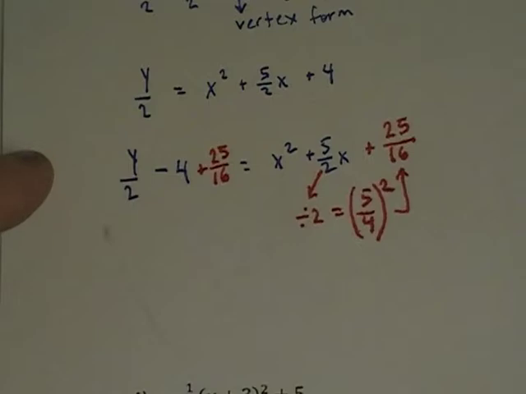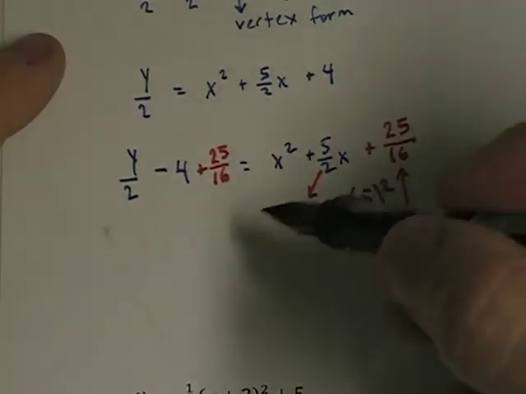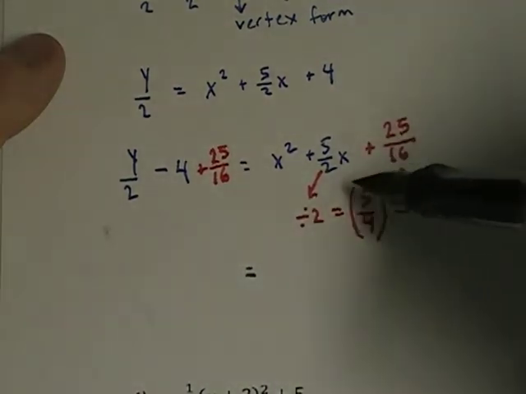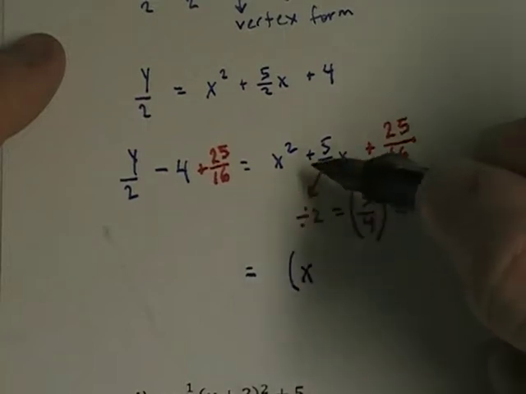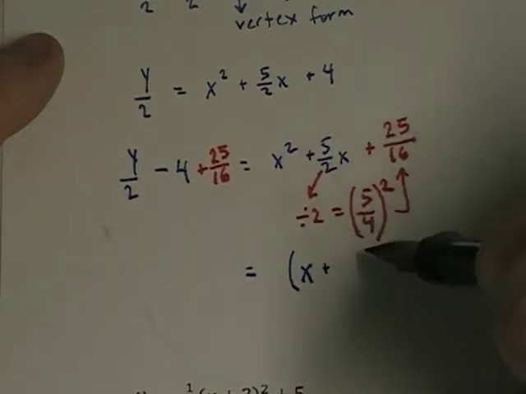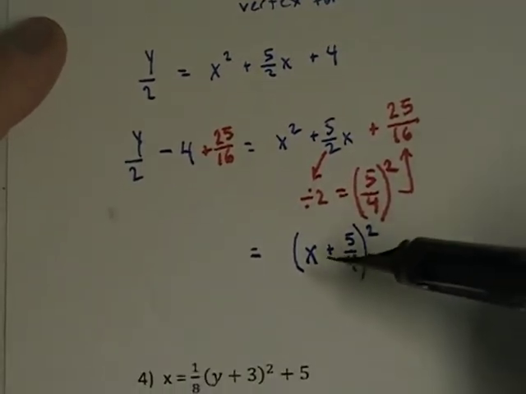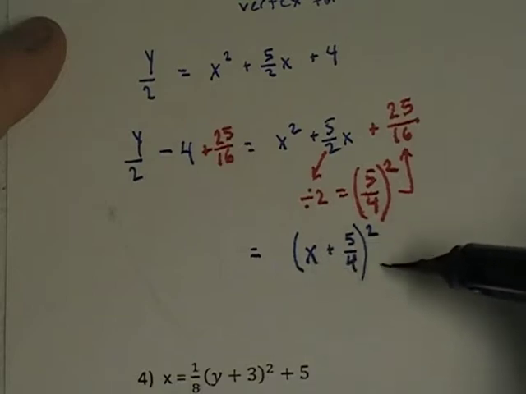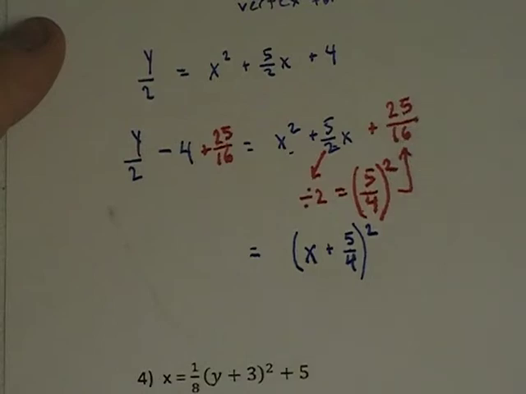Honestly, the hardest part now is adding that 4 to that 25 over 16, especially since it's negative. But anyway, let's work with the right-hand side. We're going to factor this. We factor this down to x plus 5/4 quantity squared. And the fun part about this is if you don't believe me, you can say x plus 5/4 times x plus 5/4, and you'll get this trinomial right here.